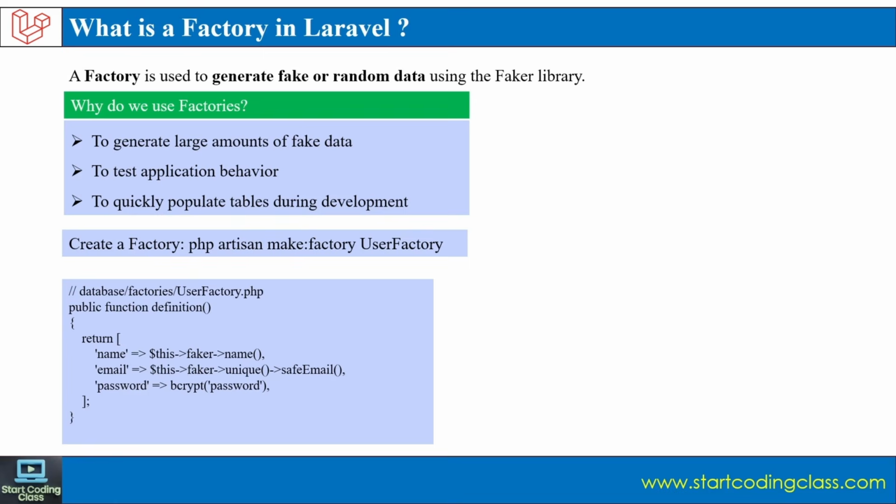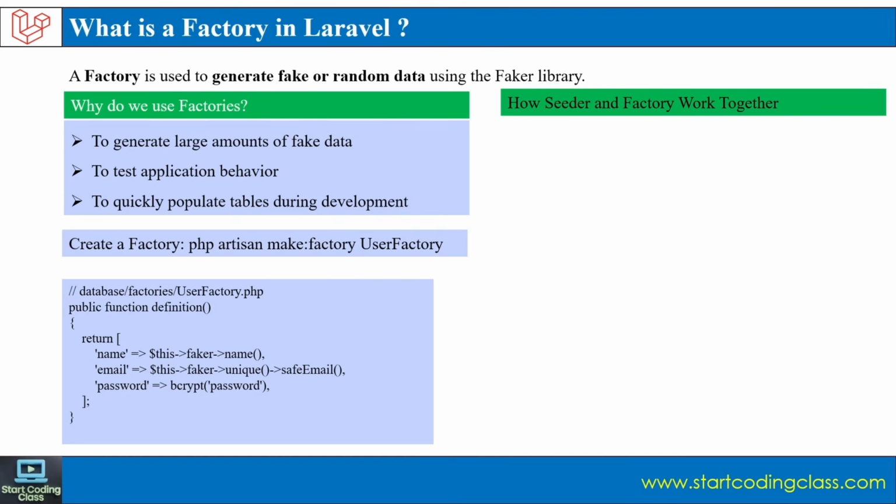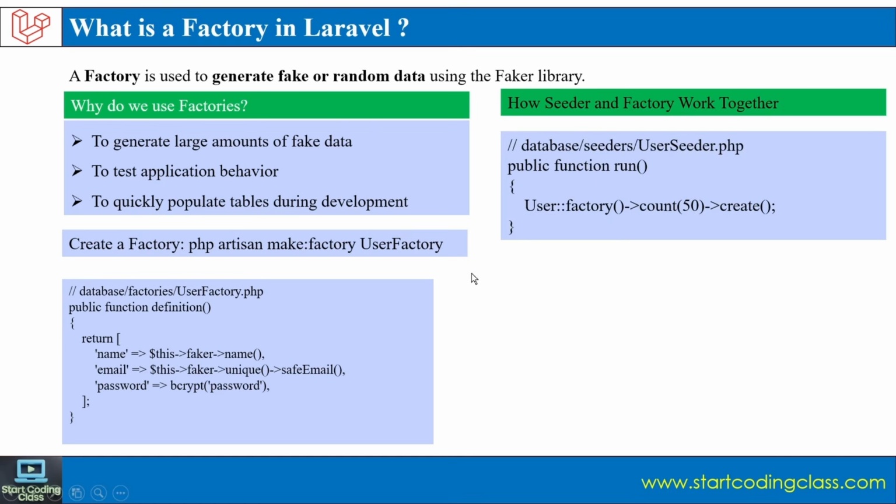But if you want to use this factory with a seeder, how can we use this? How do seeder and factory work together? You need to go to your UserSeeder.php file, and then you have to write User::factory()->count(50)->create(). This code will generate 50 records in your user table. If you want 100 records, you need to replace 50 with 100. And if you want 1000, you have to write 1000 here. So it will create whatever number of records you want.